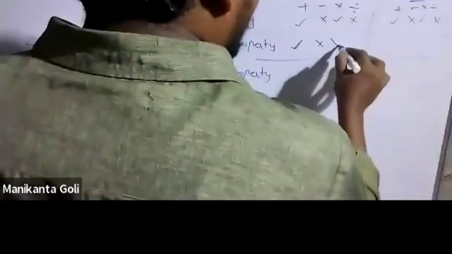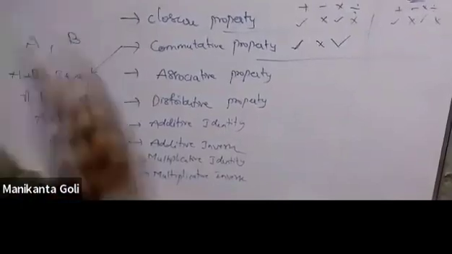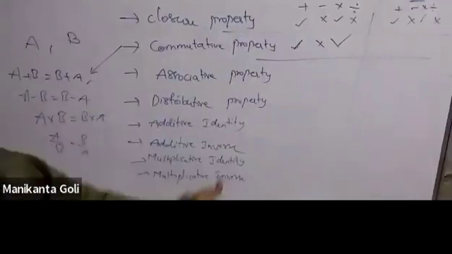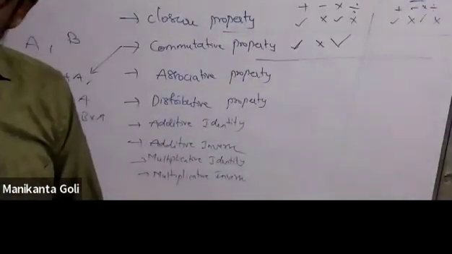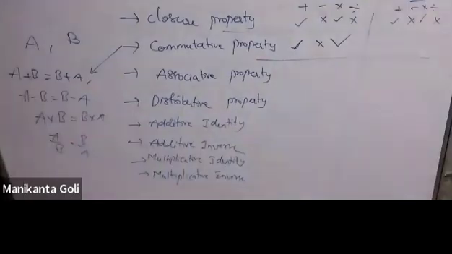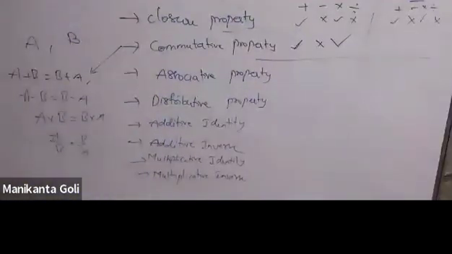So it satisfies under multiplication. Take any example, it will satisfy under commutative property. 2 into 3, 3 into 2, the answer is the same. So commutative property satisfies under multiplication for natural numbers. So coming to division, A by B is equal to B by A. Tell me, it satisfies or doesn't satisfy? It doesn't satisfy. Same for whole numbers also.